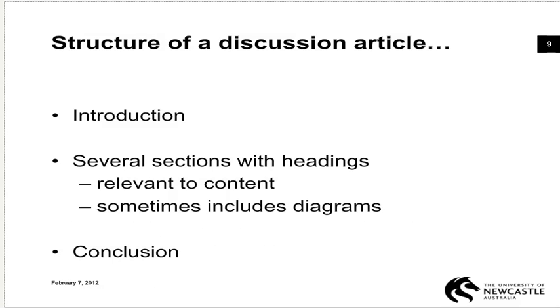It will also help you in critically reading an article if you understand what type of article it is and how that type of article is structured. For example, a discussion article, which is an article that is based on other people's research findings and builds an argument based on that research, is structured in the following way. It starts with an introduction, followed by several headings. These headings are relevant to the content, and they also often include diagrams. Finally, there's a conclusion.